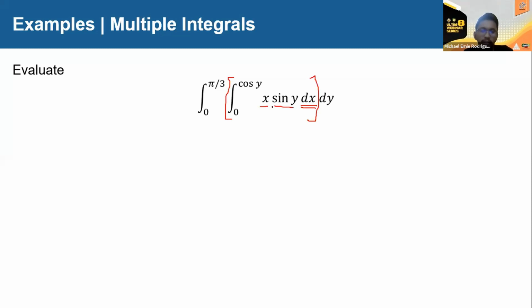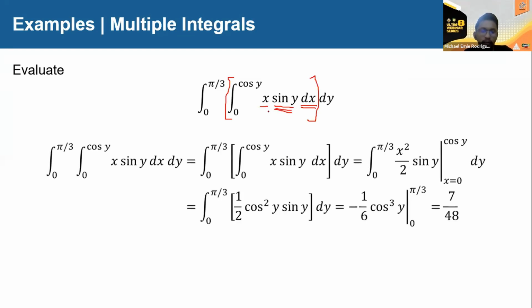So ang gagawin natin dito is that we will treat this as constant. Okay? So constant yan. So ang i-integrate natin actually yung x lang. So sin y, we will be treating this as constant, no? So labas yung sin y, we integrate x dx. So this is x squared over 2, times our constant na nandyan, yung sin y. Okay? So ang limits natin is from x is equal to 0 to cosine y.